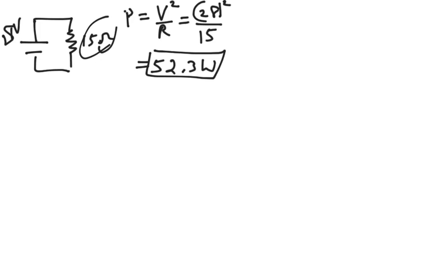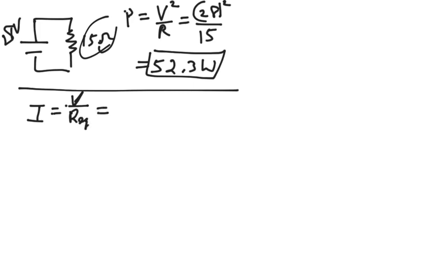Another way we could find power is the power put out by the battery. It should be the same power dissipated in the circuit, so it should be the same value. Let's see what the current coming out of the battery is. That current is the voltage divided by the equivalent resistance. So that is going to equal 28 volts divided by 15 ohms. And so the current coming out of the battery is 1.87 amps.